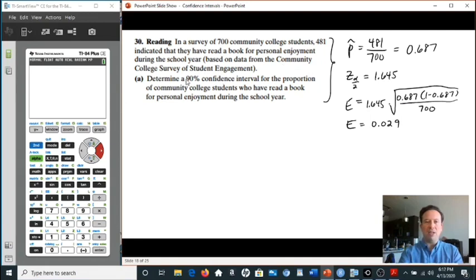Because the level of confidence is 90%, our table will tell us that the z-score for this is 1.645. And therefore, the margin of error is that z-score times the square root of p hat times 1 minus p hat over n. And that comes out to 0.029. Again, make sure you try that on your own calculator. Make sure you can get the correct value.